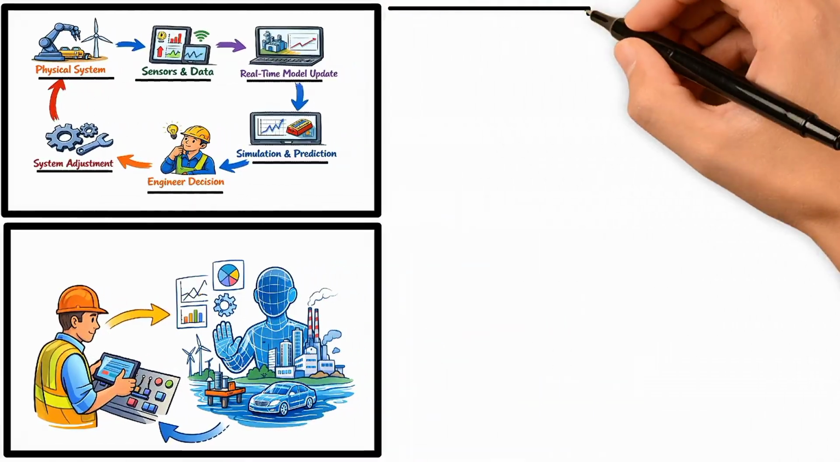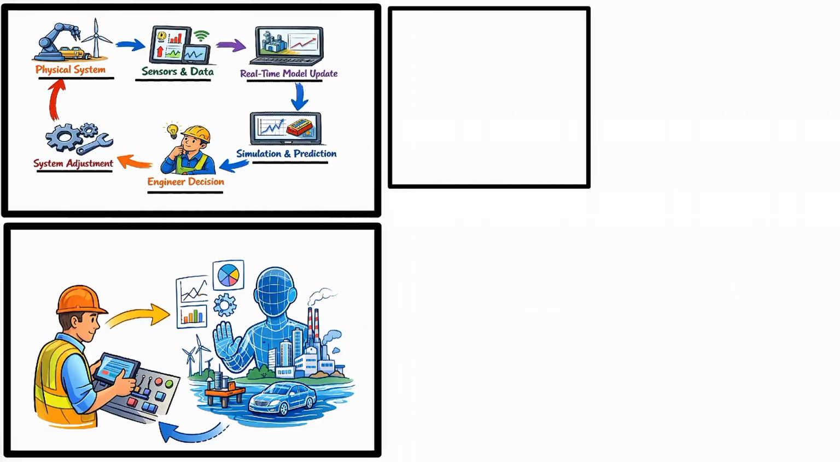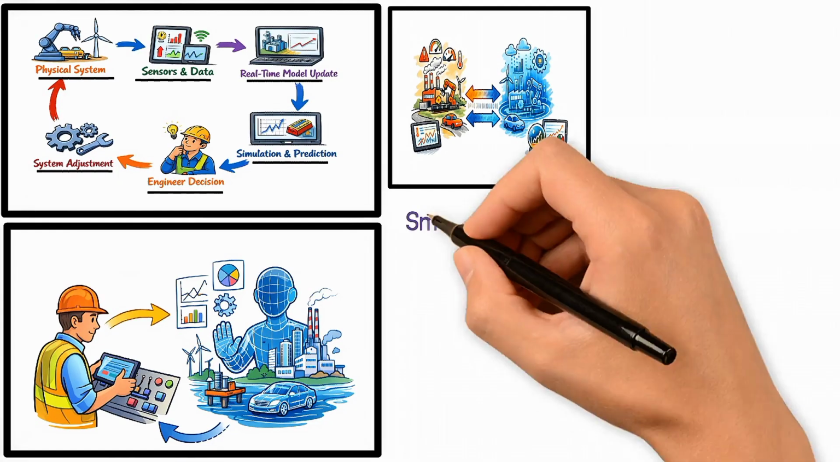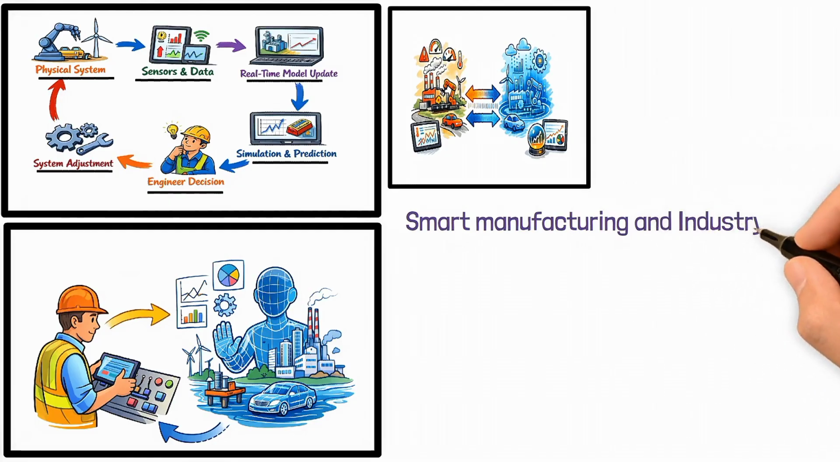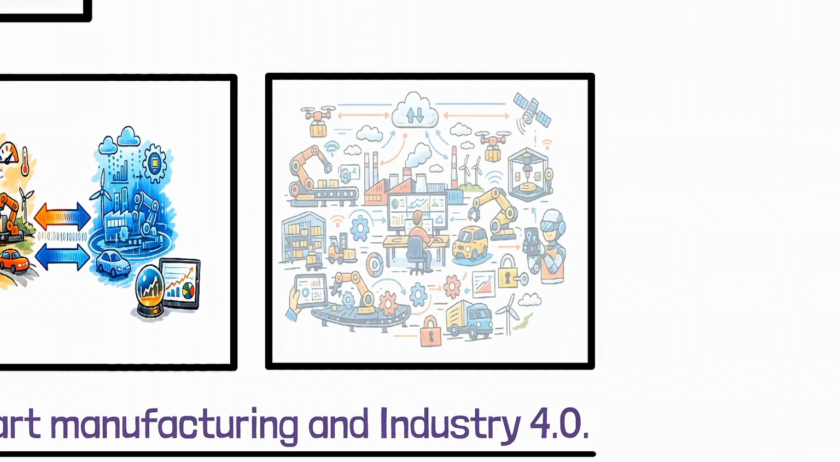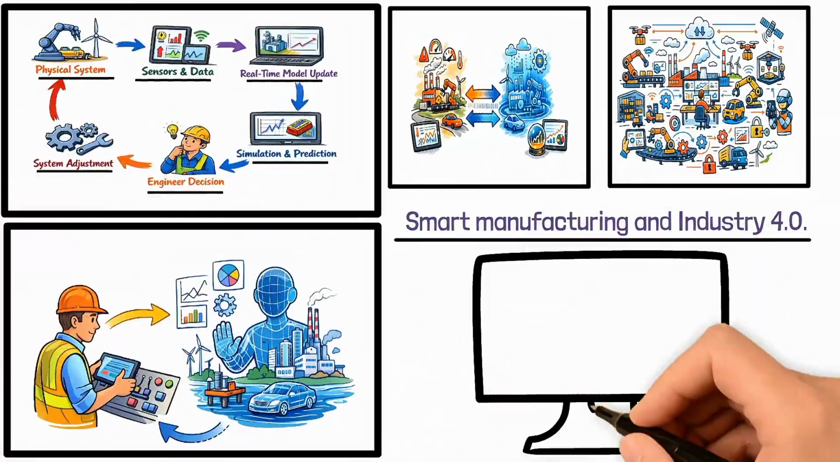Now that you understand the intuition behind digital twins and real-time performance prediction, the next natural step is to explore smart manufacturing and Industry 4.0, where entire factories operate as interconnected digital physical systems. And that's exactly what we'll break down in the next episode.